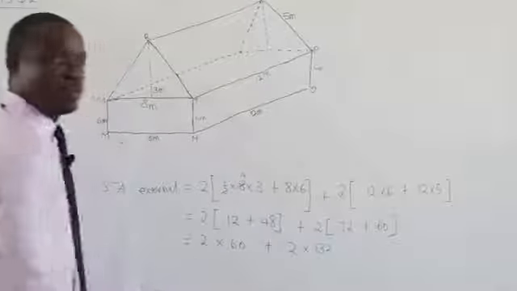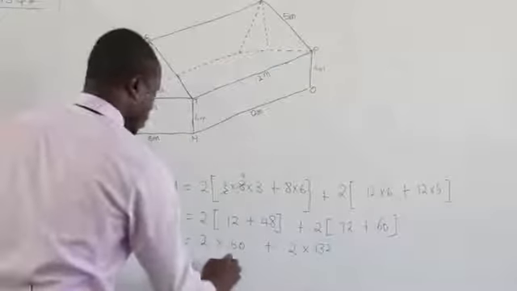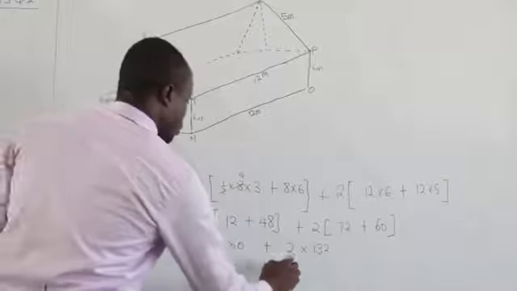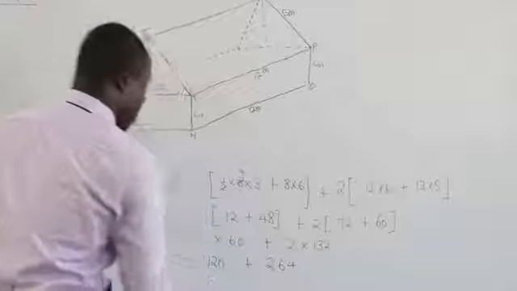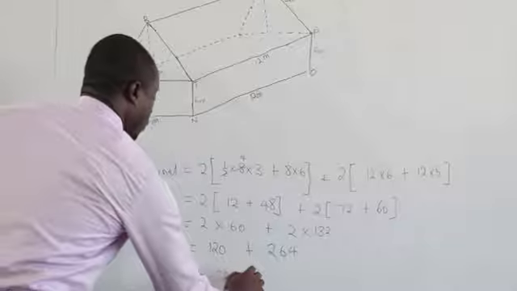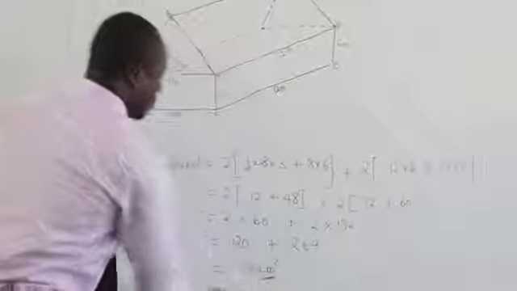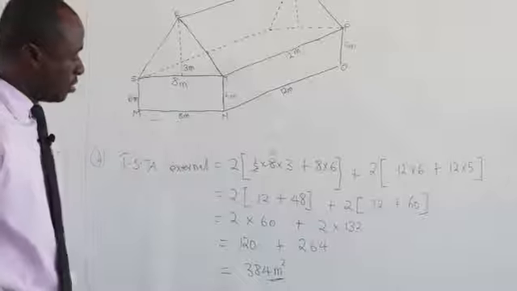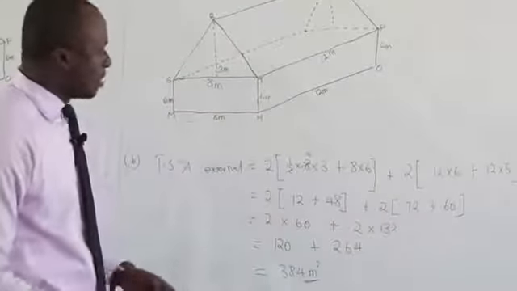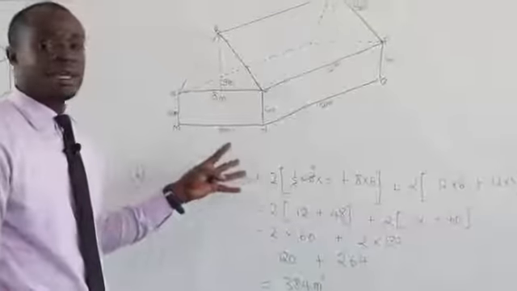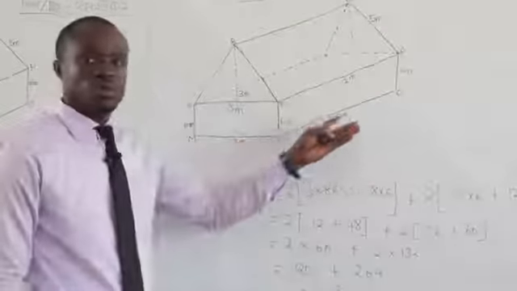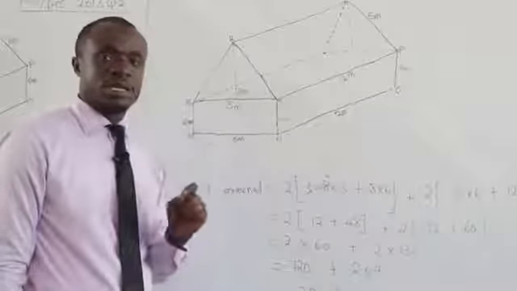Now, what is 2 times 60? This is 120. Now, what is 2 times 132? This is 264. And clearly, when we add all, we are going to get 384 meters square. Why? It is area. Clearly, this is very easy. We can see that for the total surface area, it is saying the external, so we don't add the base, which is the 8 times 12. We don't add it. You have to note that it is saying the external.